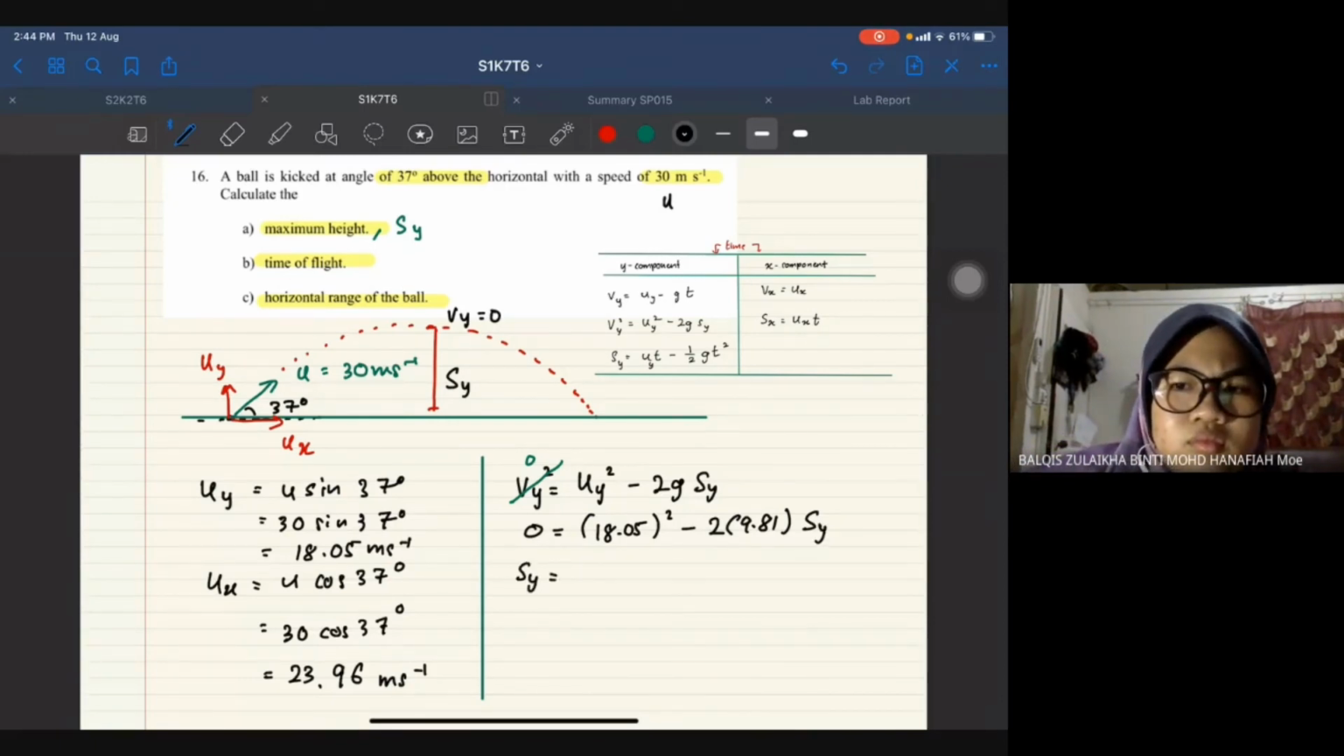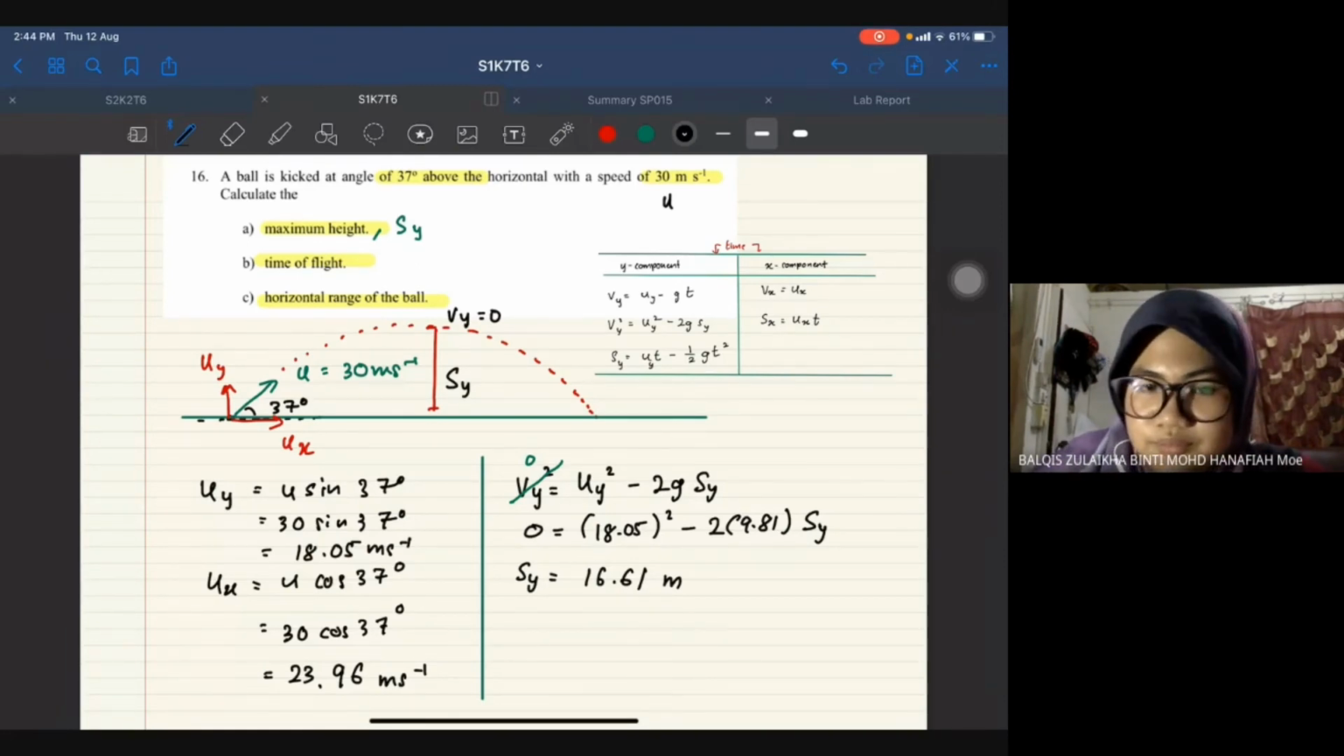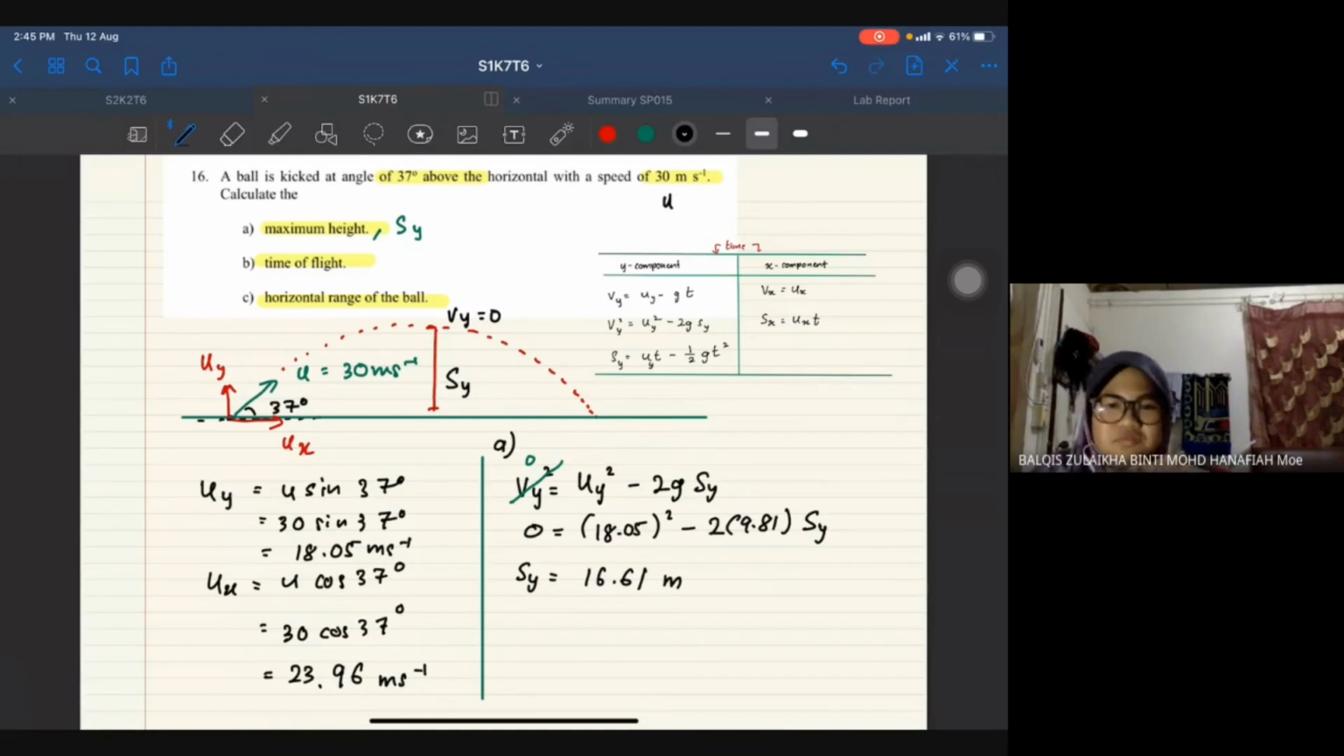Okay, now you can take the square, 18.05 square. You can bring to the other side. You can divide by negative 2, negative 9.81. You should get 16.61. Did you get the same answer with me? Yes, sir. Okay, good, very good. So this one for question A. So, betul kot jawapan dia. Let's check. Jawapan 16.61. Okay, jawapan dia okay, tak ada masalah.